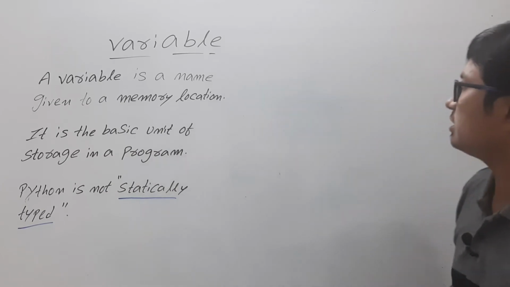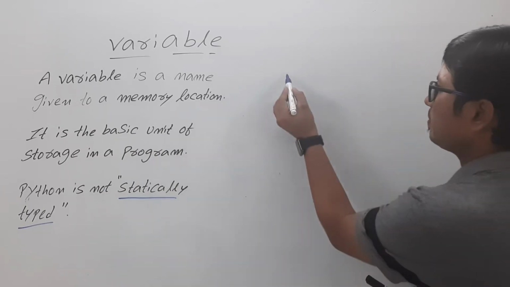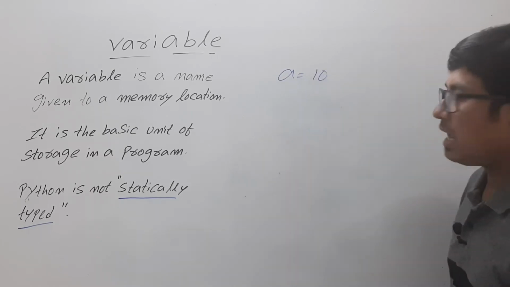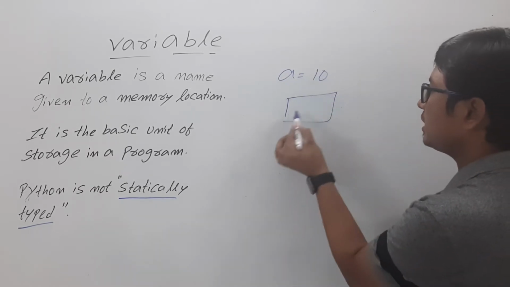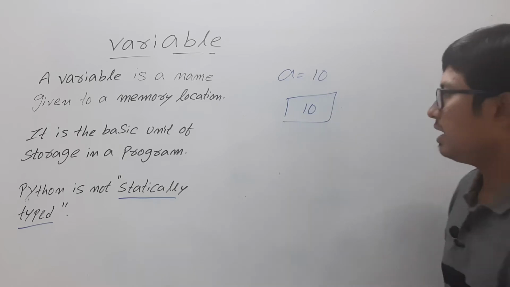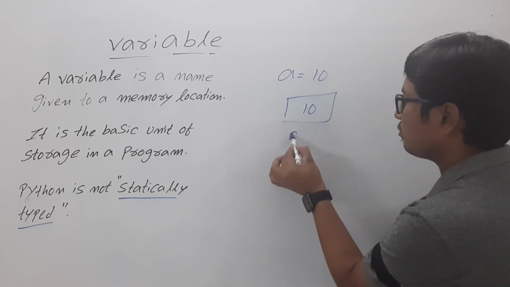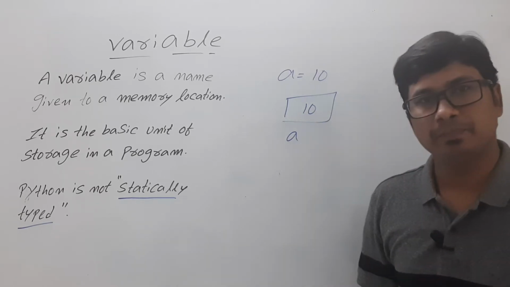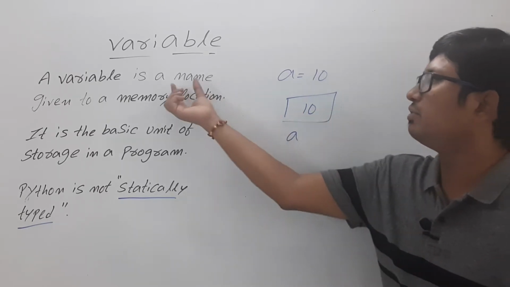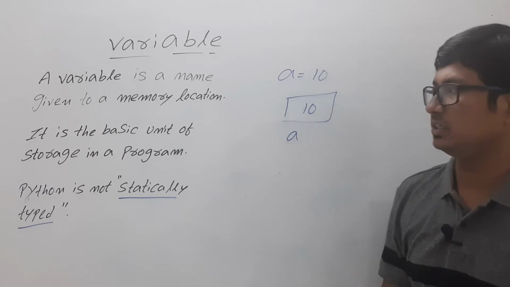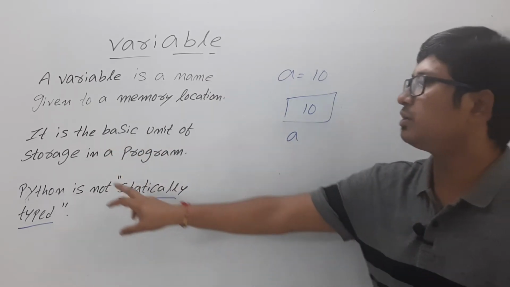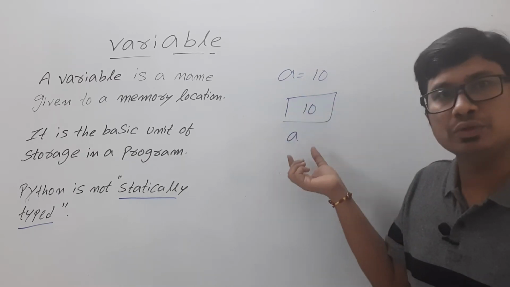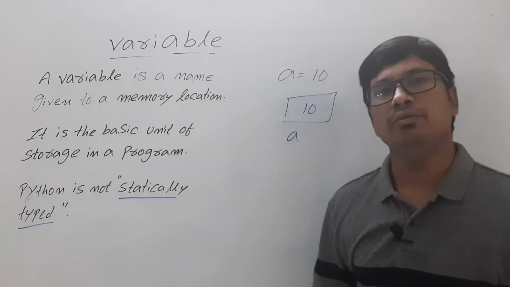Suppose I have given a statement like a is equal to 10. Now the value 10 will be stored in some memory location, and the name of that memory location we are representing with the help of a. Is it clear? So this is what giving a name to the memory location. Now it is the basic unit of storage in a program. Meaning that whenever we want to store something, we will use variables.